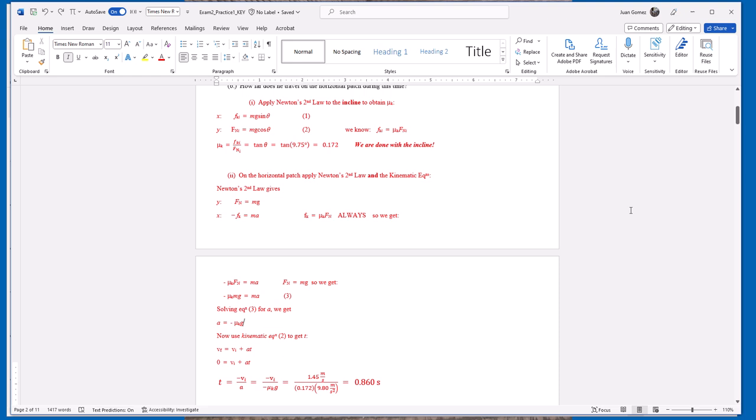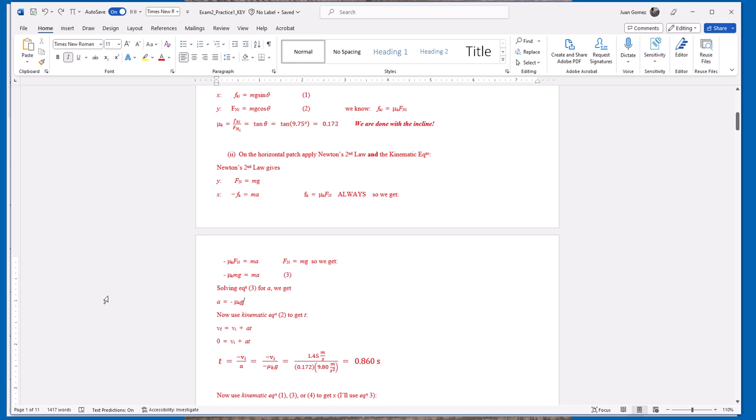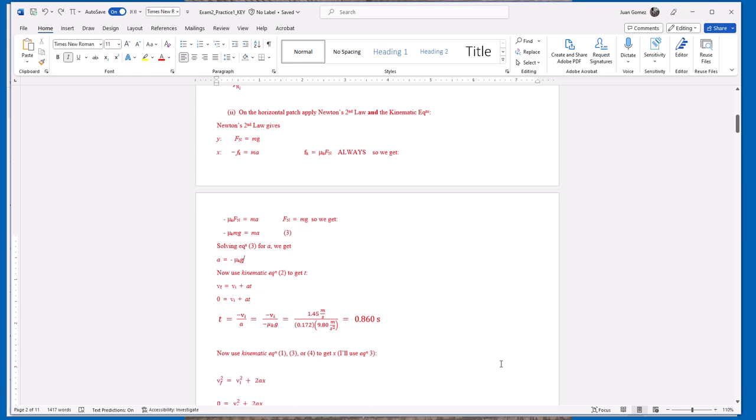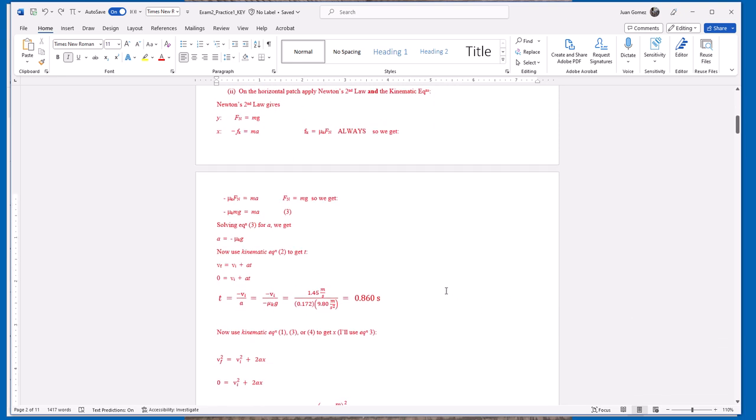Now, why did I do that? Well, I want to solve for a, because remember, the penguin is accelerating on the horizontal because the speed is changing. He's going from some non-zero v initial to a v final of 0. So we know the acceleration is going to be negative, and so he has this constant negative acceleration. So I'm going to solve equation 3 for a. Well, nothing complicated. A is simply minus mu k times g. What is mu k? I got that in part A. So I'm good. I know what A is.